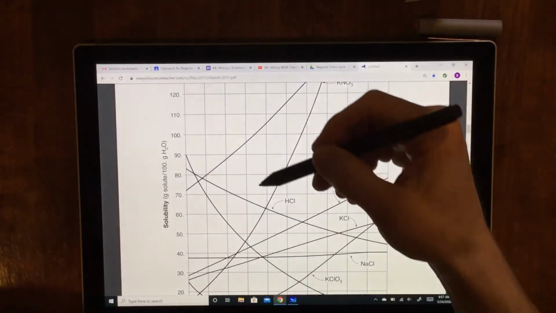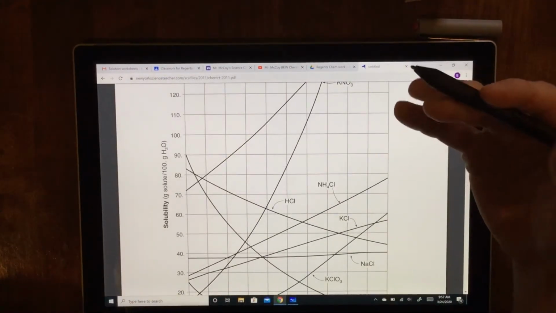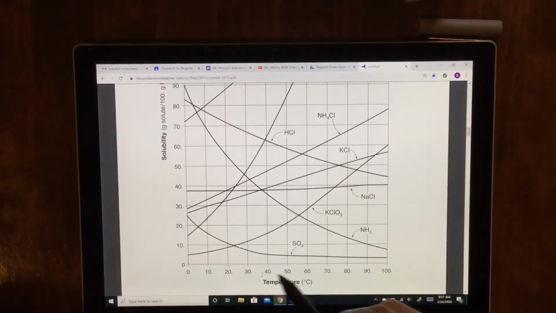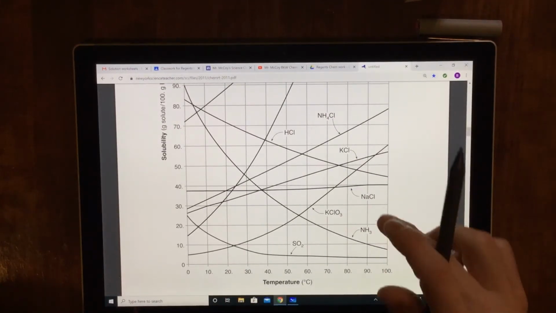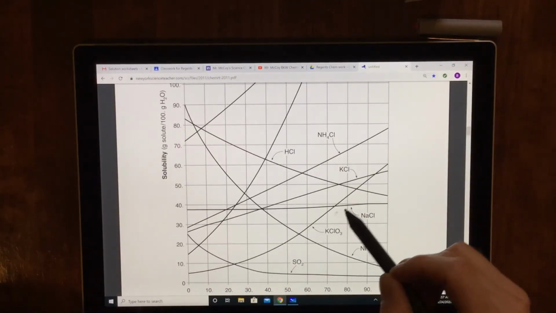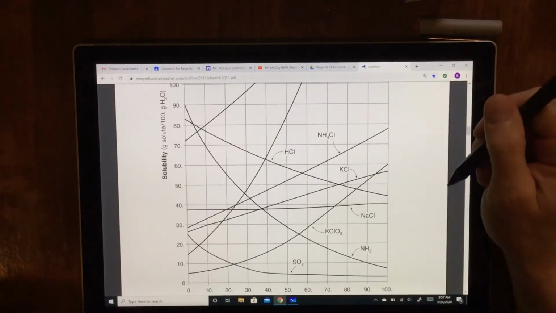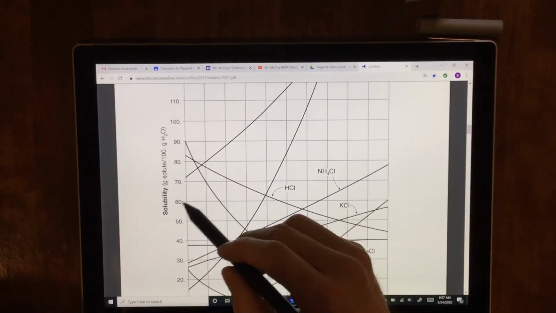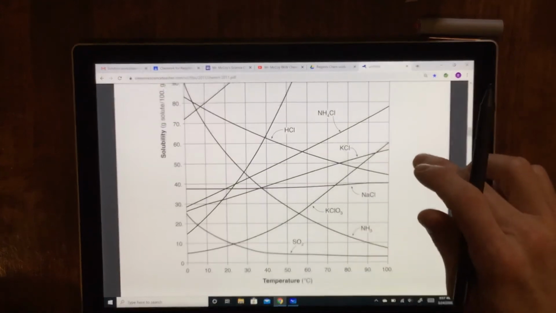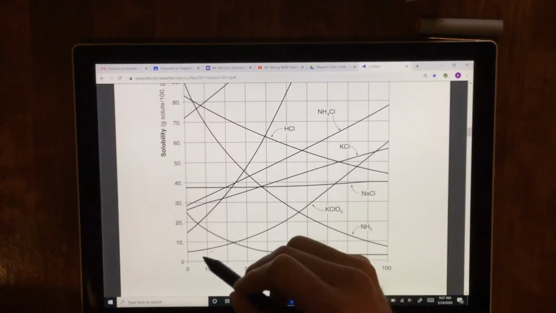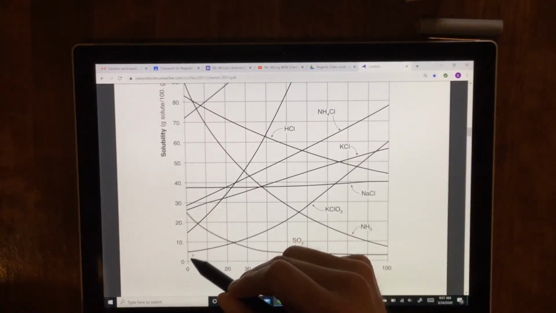If you add any more, it won't dissolve. It'll just sink to the bottom. You stir it all you want, it won't dissolve. The temperature plays a huge role. If you heat it up, notice how most of these, like KClO3, can take way more added to the exact same amount of water. If you have 100 milliliters of water, you can dissolve 60 grams if the water is basically boiling, 100 degrees. If you drop the temperature down to 0, basically freezing, you can only dissolve maybe 5 grams.